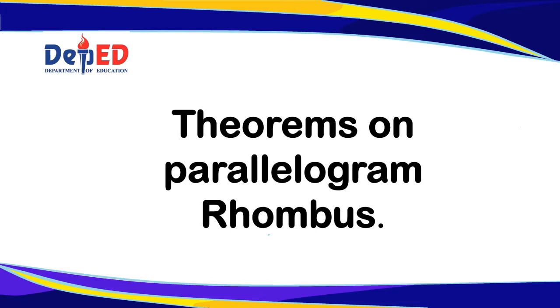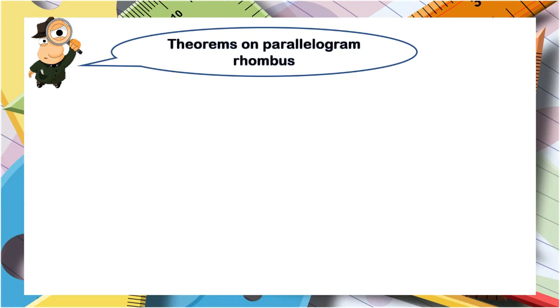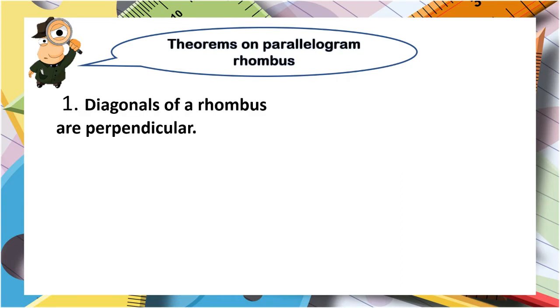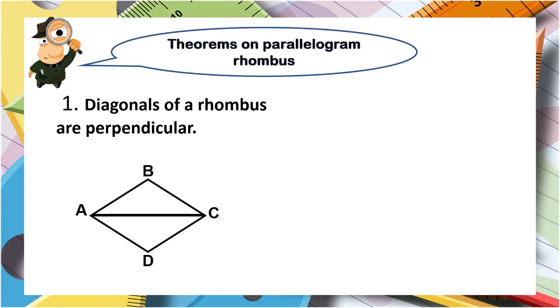What are the properties of parallelogram rhombus? The properties are needed in proving theorems on it. There are two theorems on parallelogram rhombus. The first one is: diagonals of a rhombus are perpendicular. In our illustrations, diagonal AC and diagonal BD are perpendicular and form right angles.